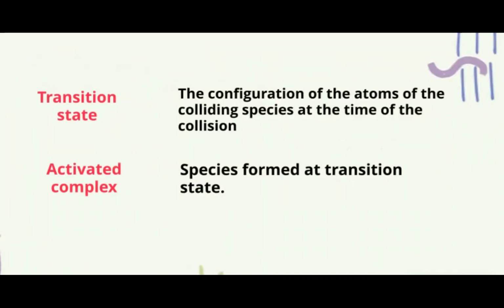Transition state is the configuration of the atoms of the colliding species at the time of the collision. Activated complex is the species formed at transition state.